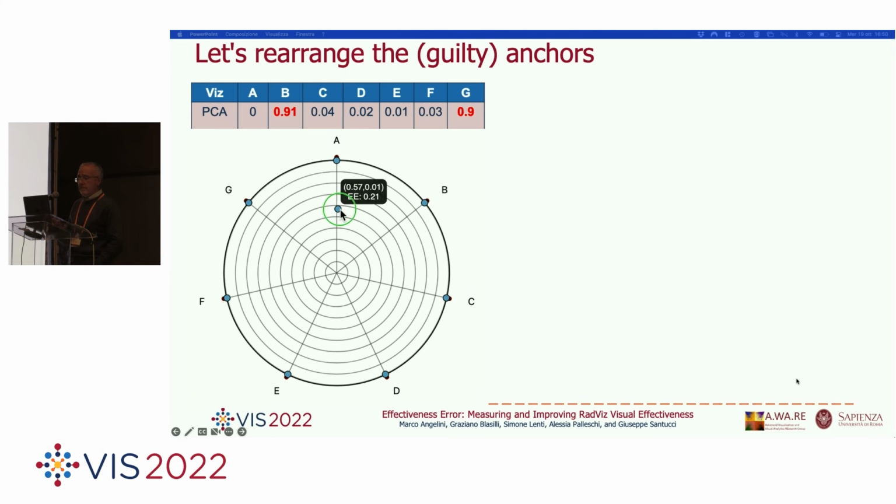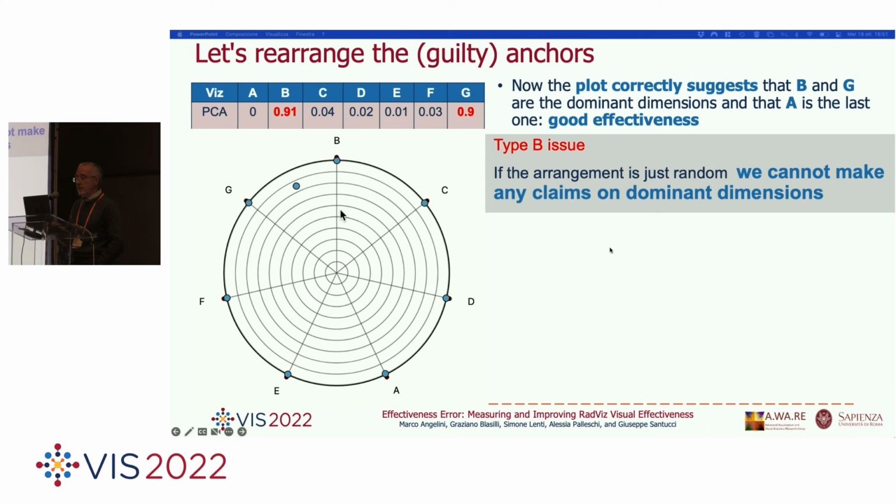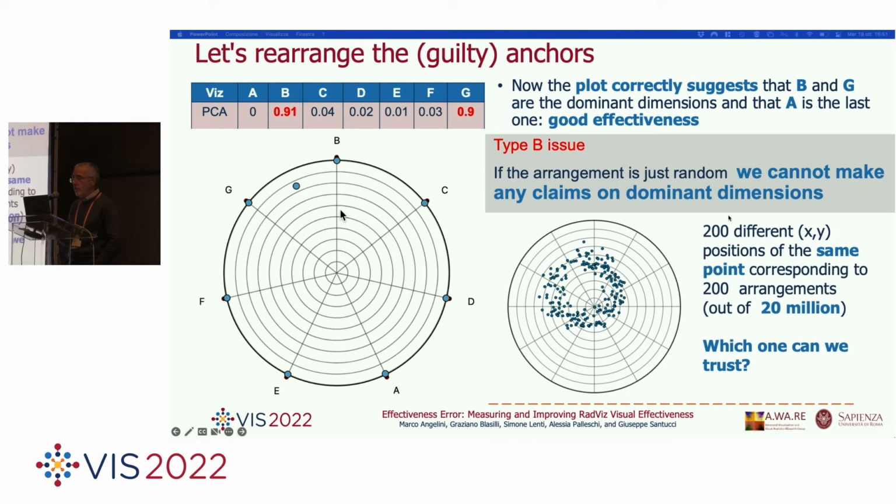Let's do that. Now, really nice. The plot correctly suggests that B and G are the dominant dimensions, and A is the last one. Good effectiveness. If the arrangement is just random, we cannot make any claims on dominant dimensions. Here we have 200 different positions of the same point, corresponding to 200 arrangements out of 20 million. Which one can we trust?